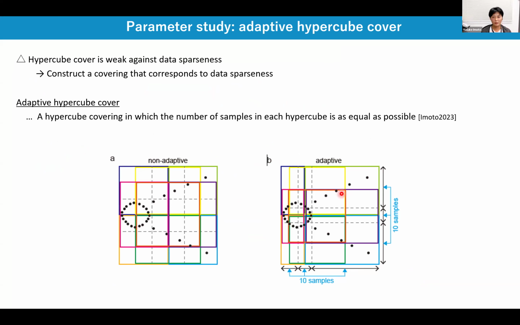Before moving to the demonstration of VMapper, I would like to introduce an adaptive hypercube cover, which is a cover used in my paper. Generally, a hypercube cover is widely used as a cover of the mapper. The hypercube cover divides the data evenly. It is easy to implement, but it is weak against data sparseness. So we propose the adaptive hypercube cover, which is a set of hypercubes in which the number of samples in each hypercube is as equal as possible. Since the size of the hypercube is automatically determined from the input data, the number of parameters of the adaptive hypercube is the same as that of the non-adaptive one.